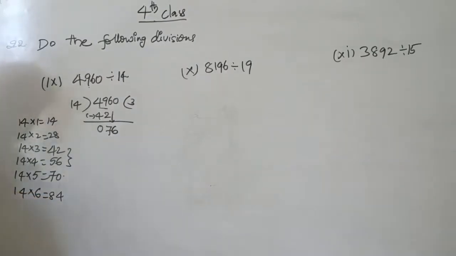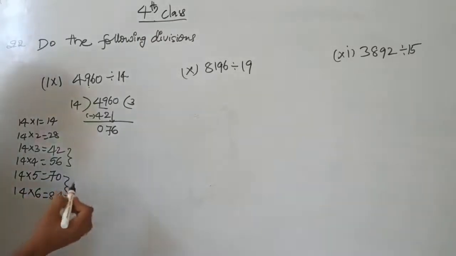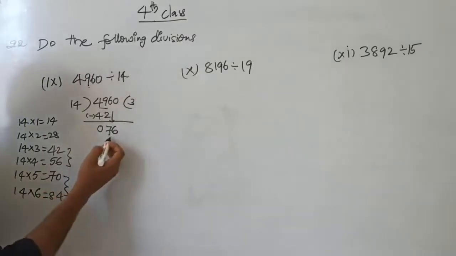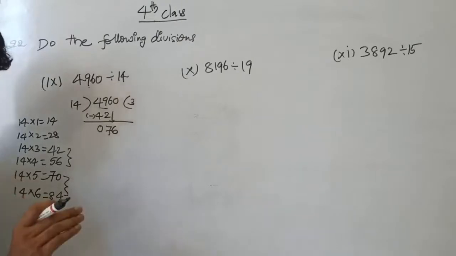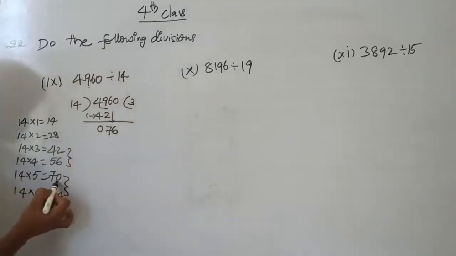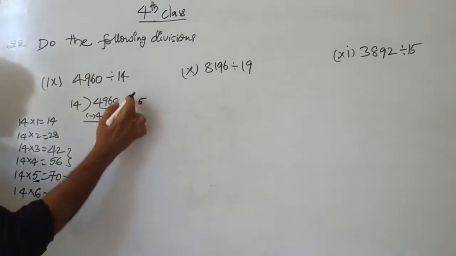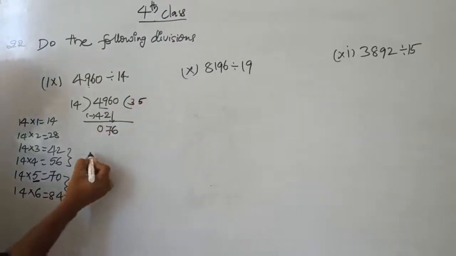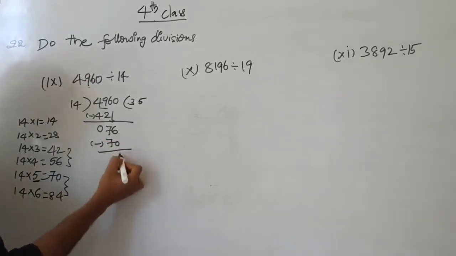84. Okay. 76 is in between these two numbers. So what value do we have to take? The nearer value, which is smaller than 76. We have to take the nearer value, and that number should be less than 76. So I am taking 70. How many times is it? 5 times. So I am writing 5 here. 14 into 5 is 70. Subtract: 6 minus 0 is 6, 7 minus 7 is 0 here.